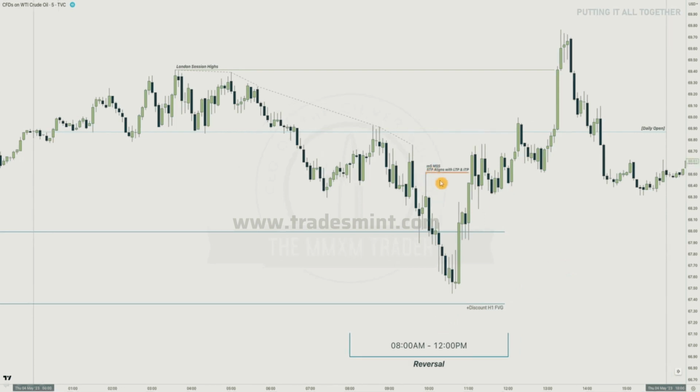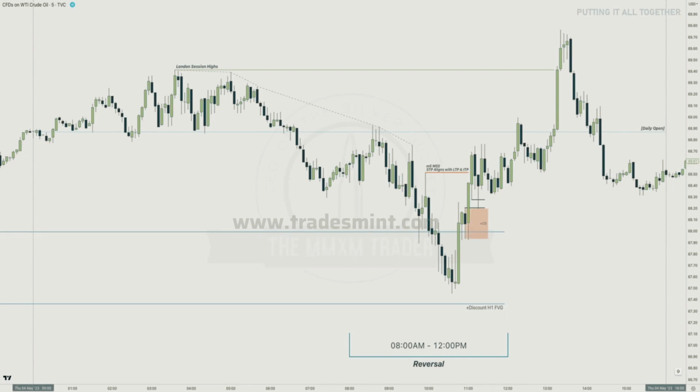We got that 5-minute structure shift. So now we have everything in line. Long term, intermediate term, and then that short term perspective is in line right now too, because we're breaking structure upwards. So all the time frames are in line, and now this gives us the most high probability trade setup you can get.